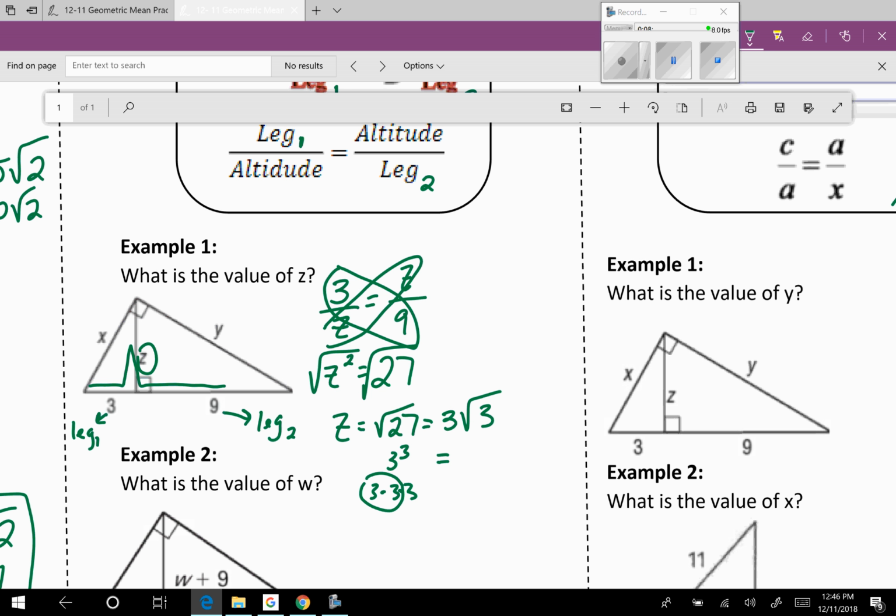And then if you actually do the square root of 27 in your calculator, you get 5.19615. And so that 5.19, we look at the 9, it's going to make that one round up. So it's 5.2. So that is z.